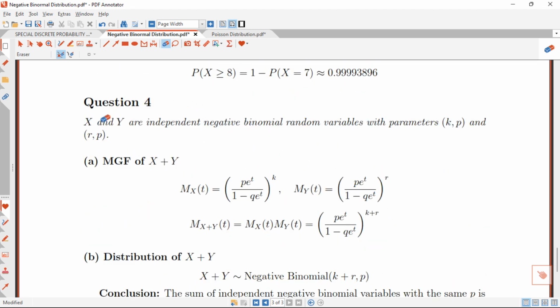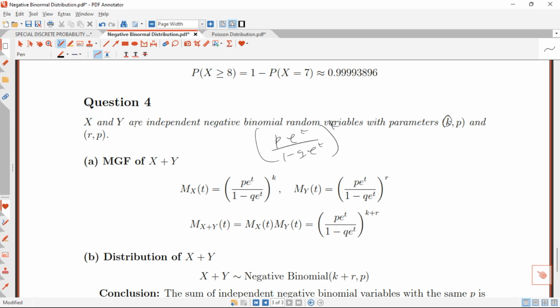And then question 4 says x and y are independent negative binomial random variables with the parameters k, p and r, p. And we have been asked to find the moment generating function for x plus y. This one is very simple. Okay, so you have to generate the moment for k and then p for the first parameter. And for that one, we are going to get p e raised to the power t all divided by 1 minus q e raised to the power t, all raised to the power k, because this is our k.